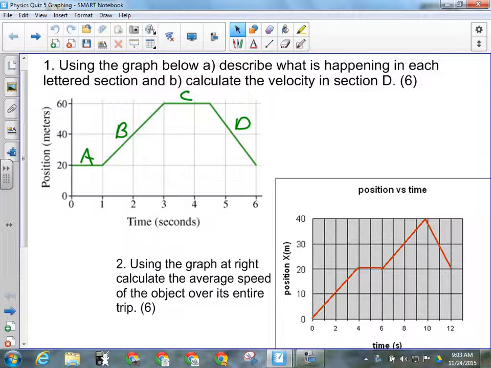Okay, in part B, what's the object doing? Okay, so it's moving at a constant velocity in a positive direction, because we can see that the position there is becoming more positive. It's going from positive 20 to positive 60. What's going on in part C? Stationary, okay, and in part D?